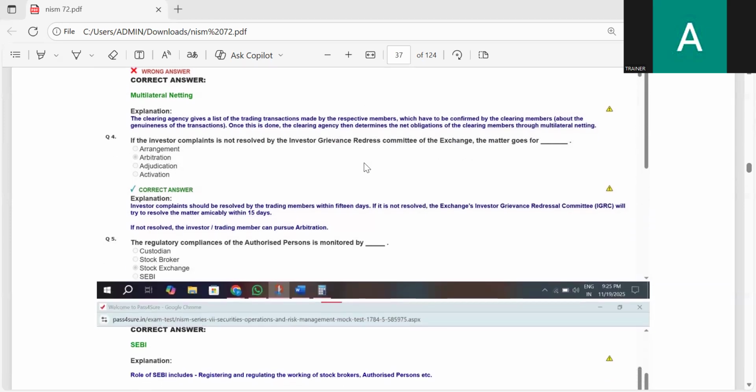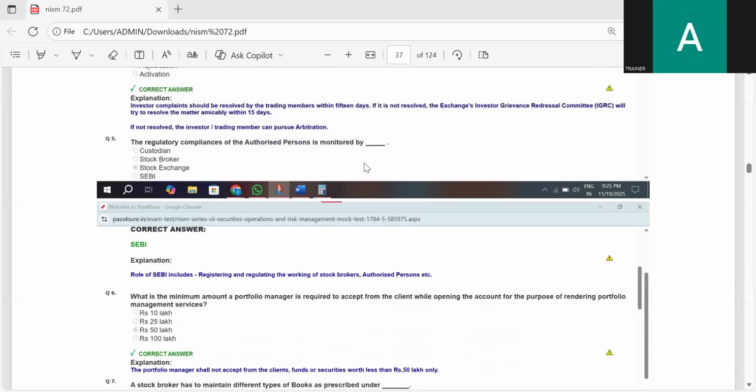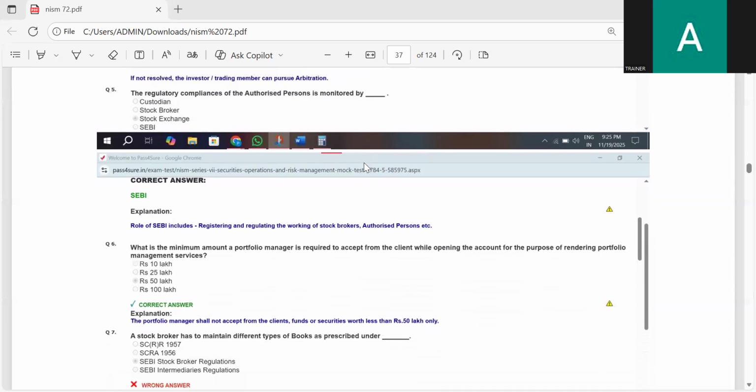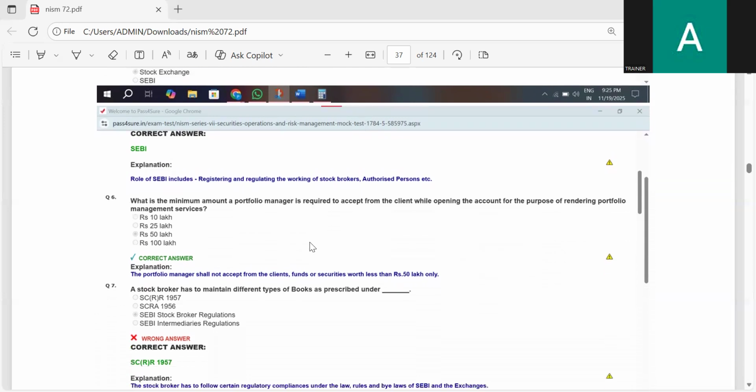If the investor's complaint is not resolved by the Investor Grievances Redress Committee of the exchange, the matter goes to arbitration. The regulatory compliance of the authorized person is monitored by custodian, stockbroker, stock exchange, or SEBI. The correct answer is SEBI.